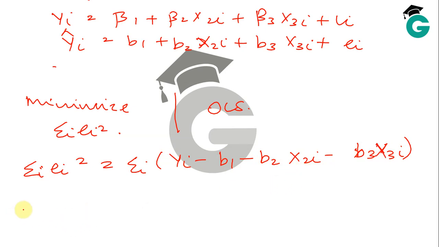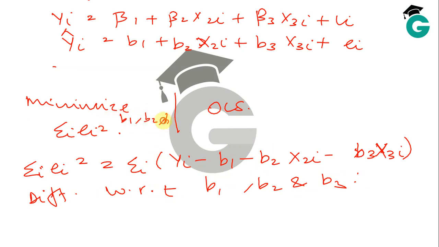So now you differentiate this with respect to b1, b2 and b3. Why? Because we're taking the first order conditions, right? So this is nothing but your objective function and you have to minimize it. So minimize summation ei squared with respect to b1, b2, b3, because these are the three choices you make.